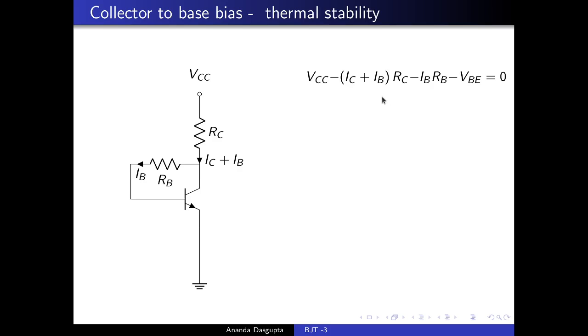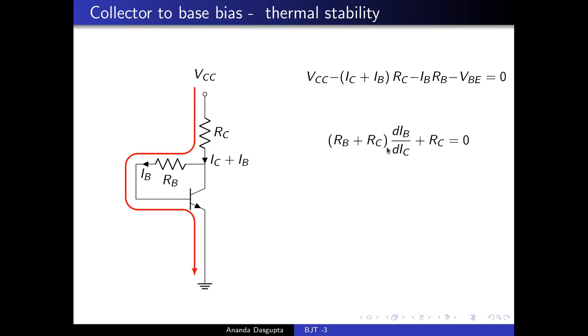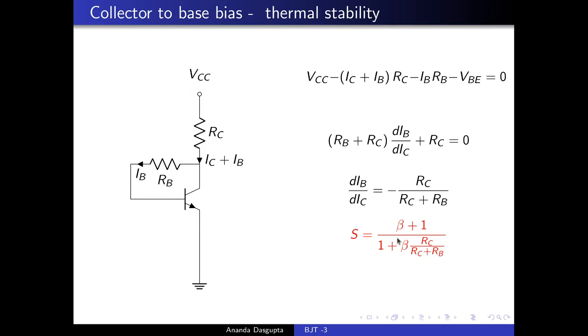If you just differentiate this with respect to IC, what you are going to get is dIB/dIC times (RB plus RC) equals 0, minus RC. That gives us this value for dIB/dIC. And if we put this back into our master formula for S, we end up with S equals beta plus 1 divided by 1 minus beta dIB/dIC. That was the formula, and that gives us this factor here. So notice that the denominator here is larger than 1, which means S is smaller than the fixed bias value of beta plus 1. So we have managed to improve the value of S.